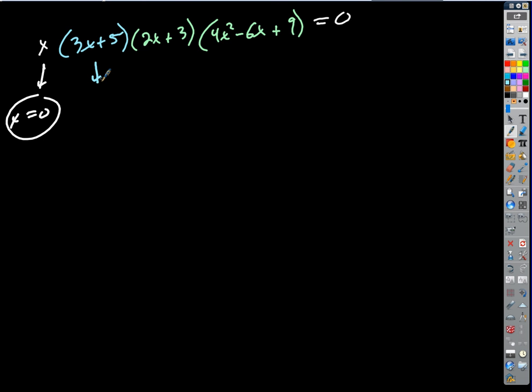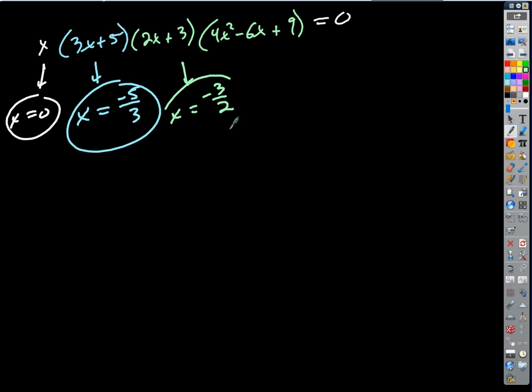Subtract 5 to the other side and then divide by 3. So what's my solution? Good. Okay, how about this one? Good. Okay, here's the one that we gotta be a little careful with, right? Here's the one where we've got a quadratic factor. It's not gonna factor, we've got to use the quadratic formula.